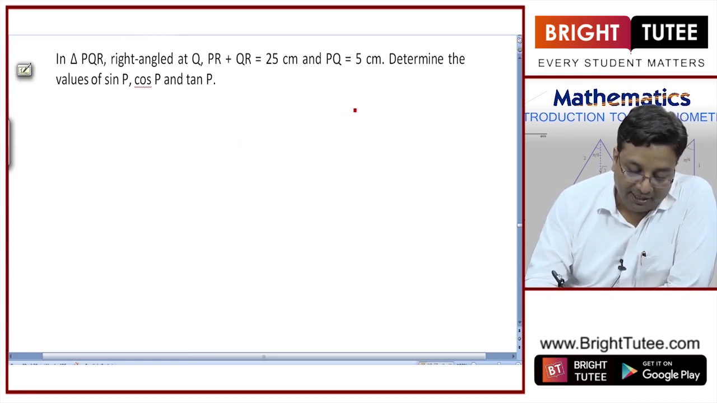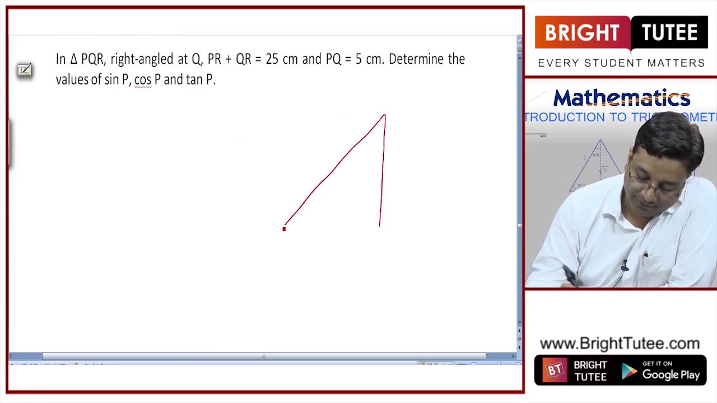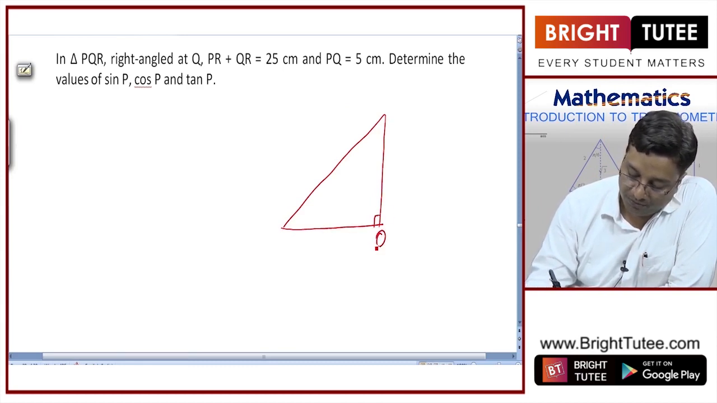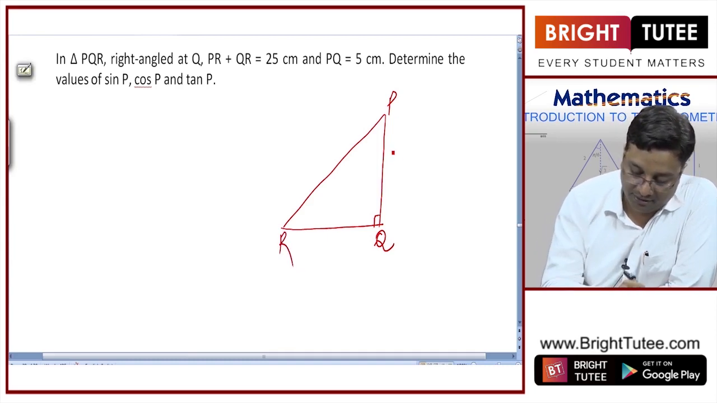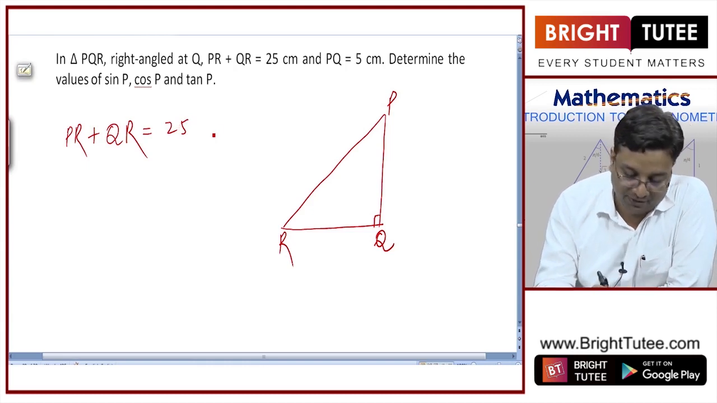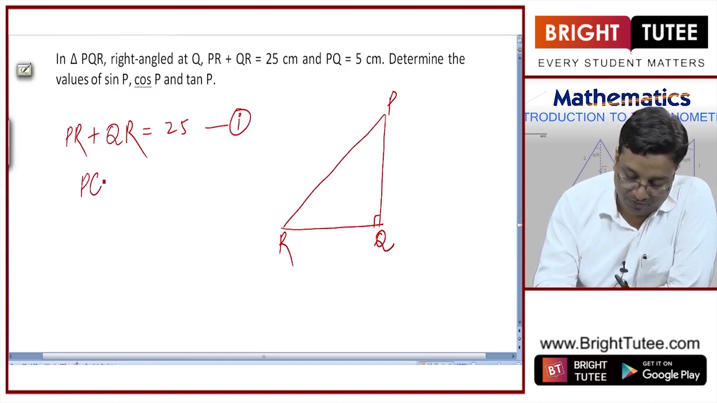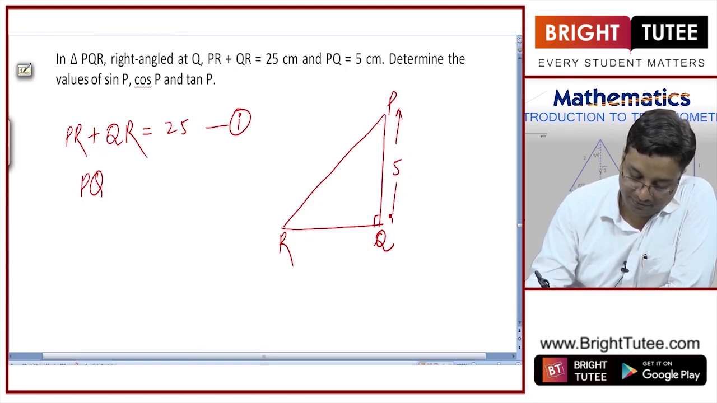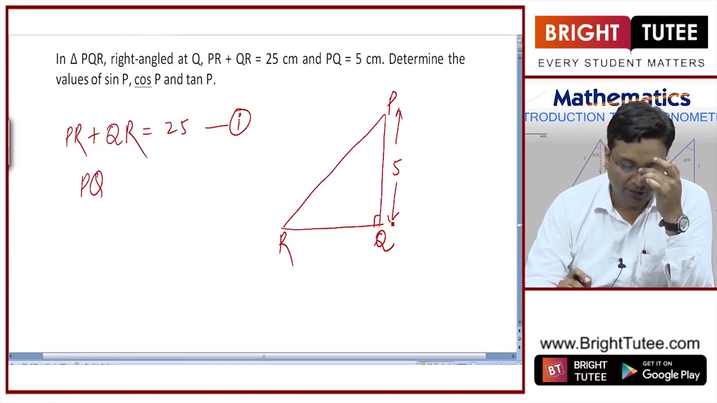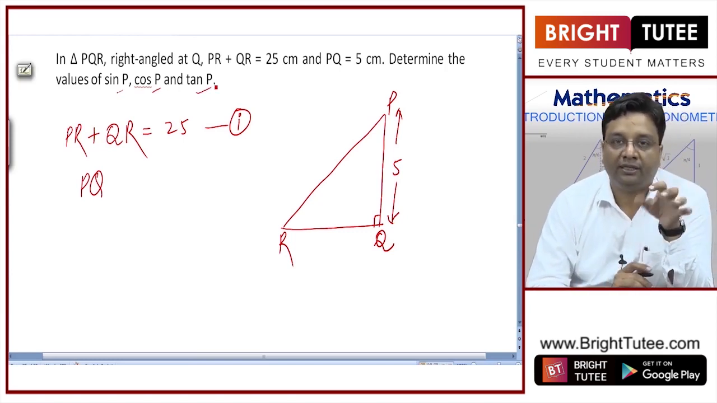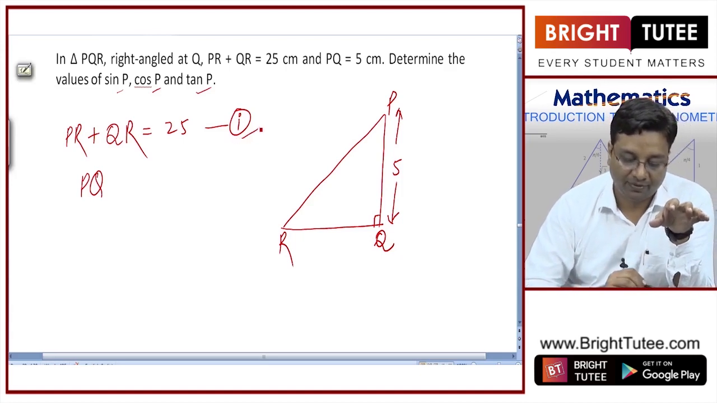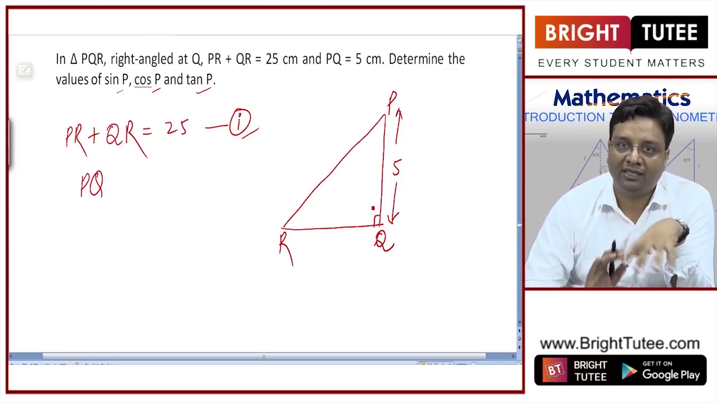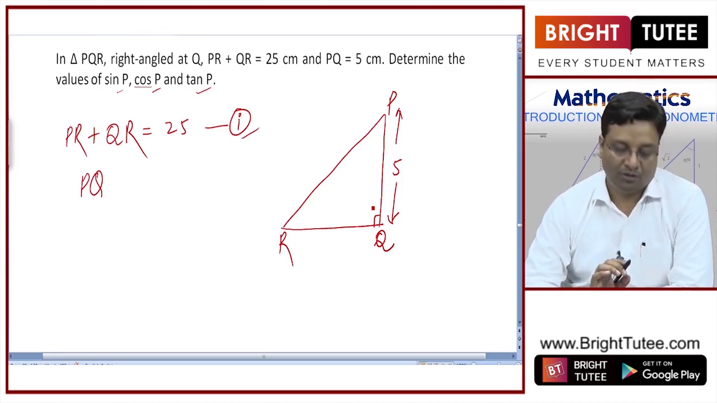In triangle PQR, it is right angled at Q. PR plus QR is equal to 25 centimeters. This information is given. And PQ, this side, is already given as 5 centimeters. And we need to determine some trigonometric ratios related to angle P. So for determining these ratios, we need all three sides. We have got just one side and we have got this condition. We have got side PQ, PR and QR are still unknown. So we need two equations to find PR and QR.